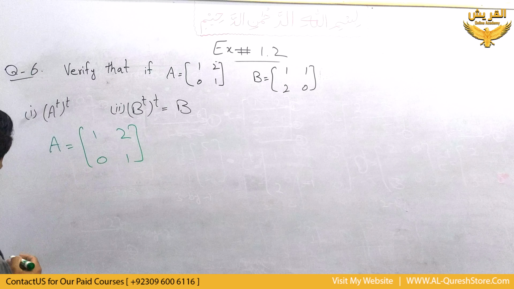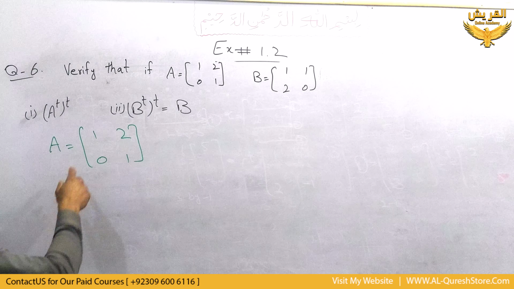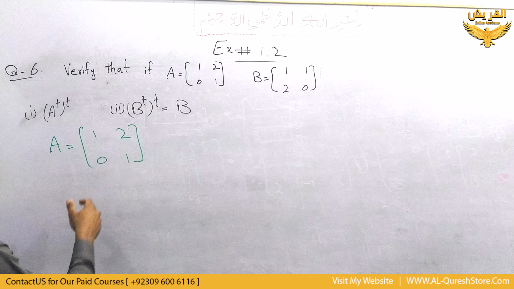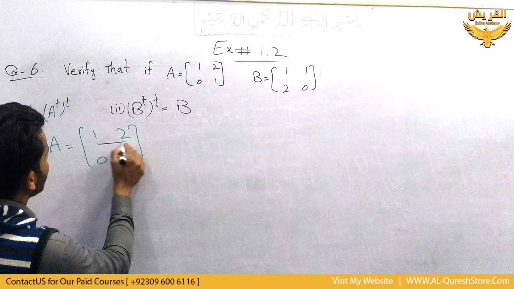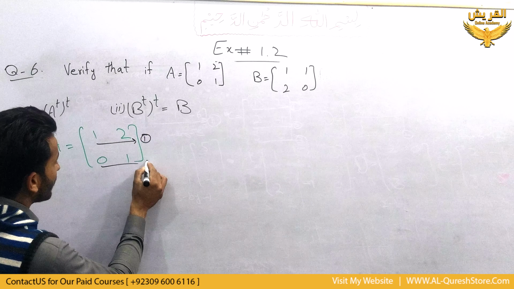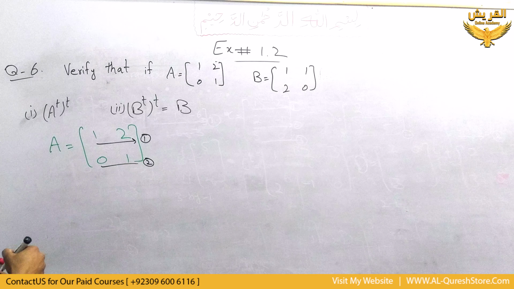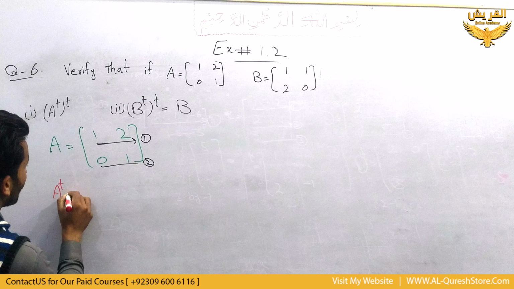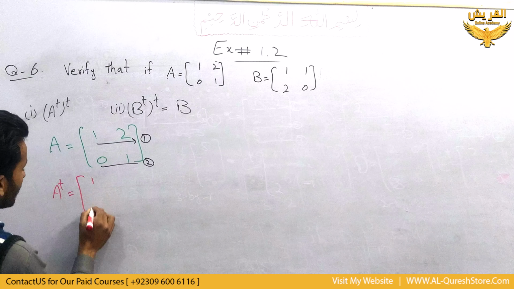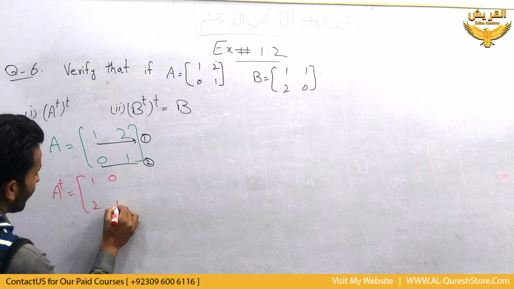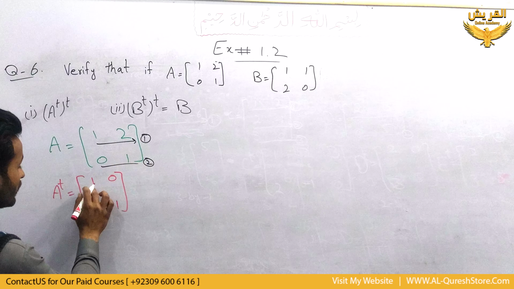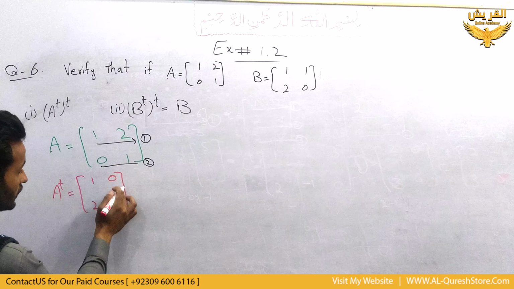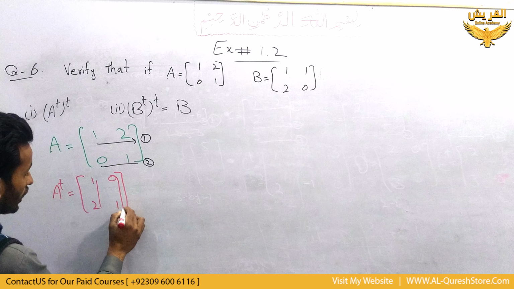As A is equal to [1 2; 0 1]. For A transpose, we change its rows into columns. That is, the first row and the second row change into first column and second column. A transpose is equal to [1 0; 2 1]. First row changes into first column and second row changes into second column.